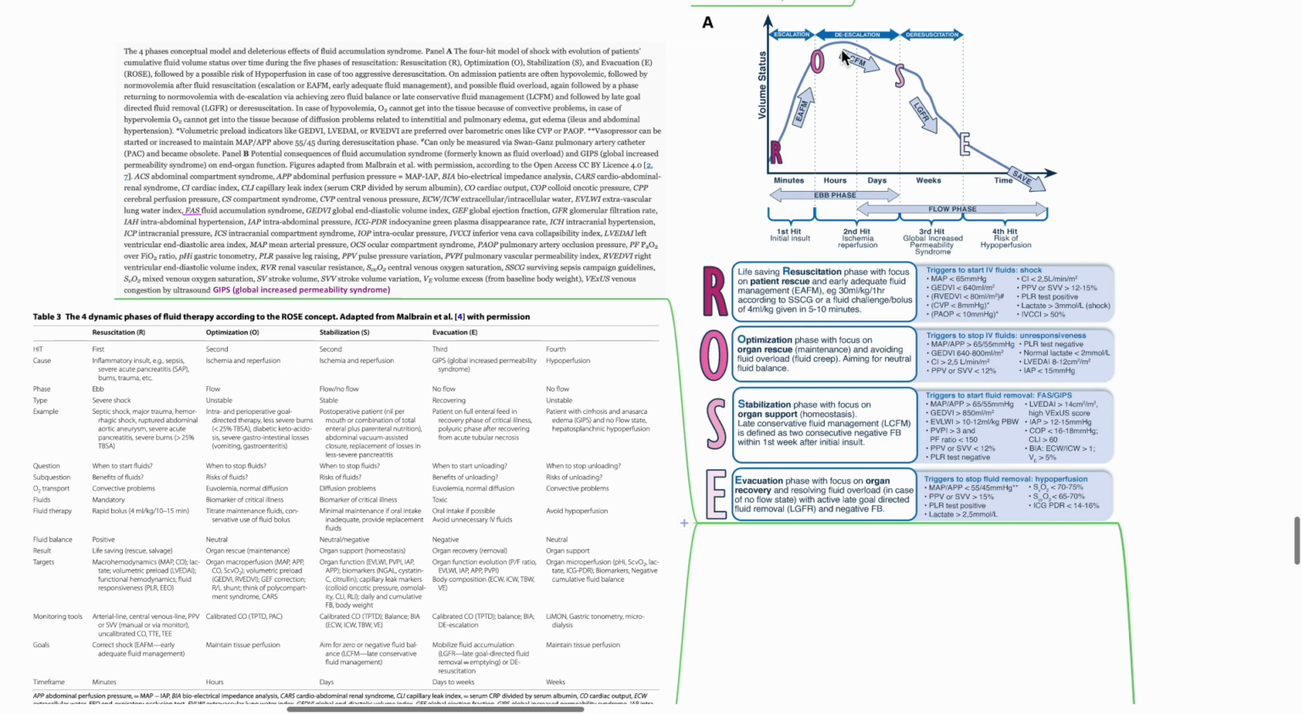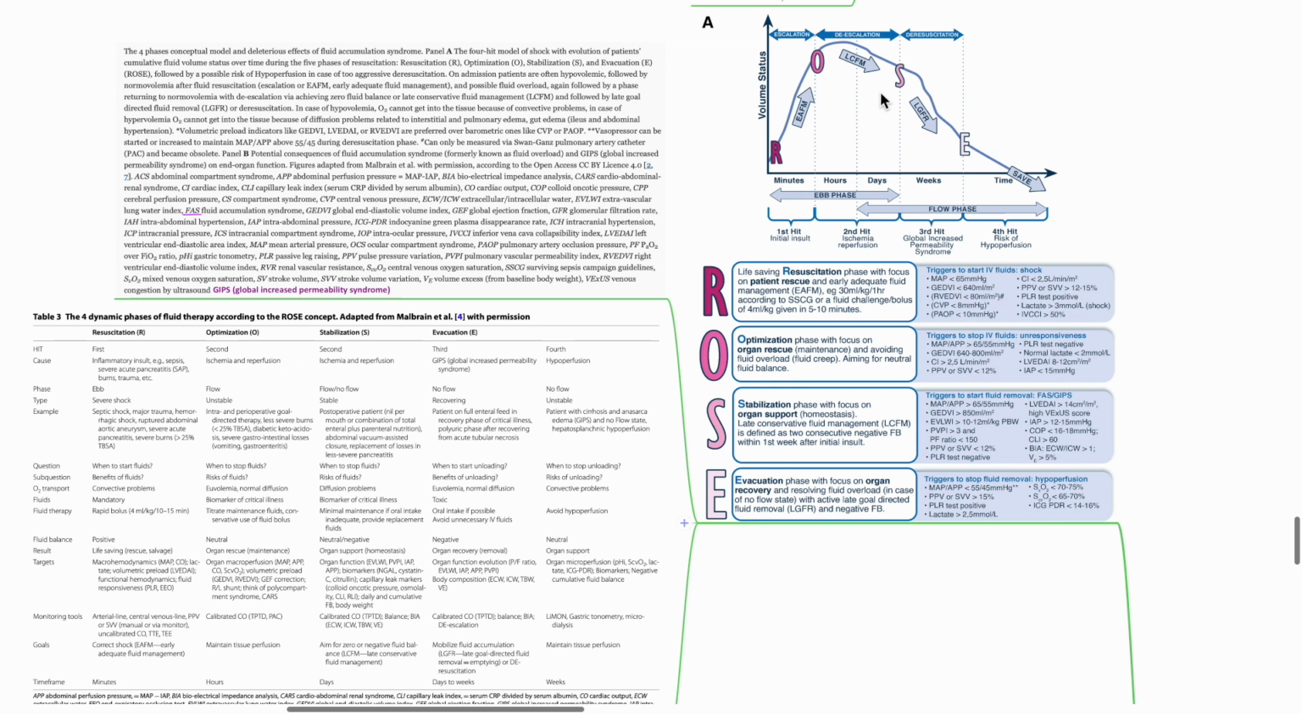This is followed by the stabilization phase, with focus on organ support or homeostasis. Late conservative fluid management is defined as 2 consecutive negative fluid balances within the first week after initial insult. Triggers to start fluid removal include fluid accumulation syndrome or global increased permeability syndrome. The stabilization phase occurs during the second hit or ischemia reperfusion phase.